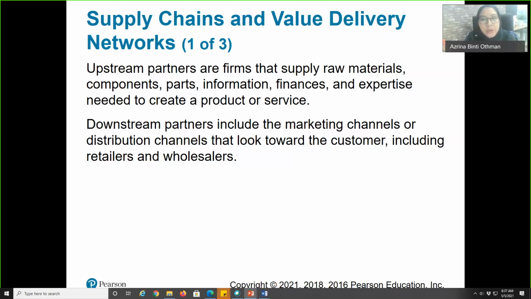How about downstream partners? Downstream partners include marketing channels or distribution channels that look toward the customer, okay, including retailers and wholesalers. The retailers and wholesalers topic will be discussed later, the following week after you come back from your mid-semester break. All right, so we have a special topic on retailing and wholesaling, and we will do the discussion with our speaker, Miss Fatin from Uniqlo, as she will talk and discuss about retailers and wholesalers, what innovative ways and what technologies are implemented in their business. So we will do a webinar after you come back from mid-semester break.